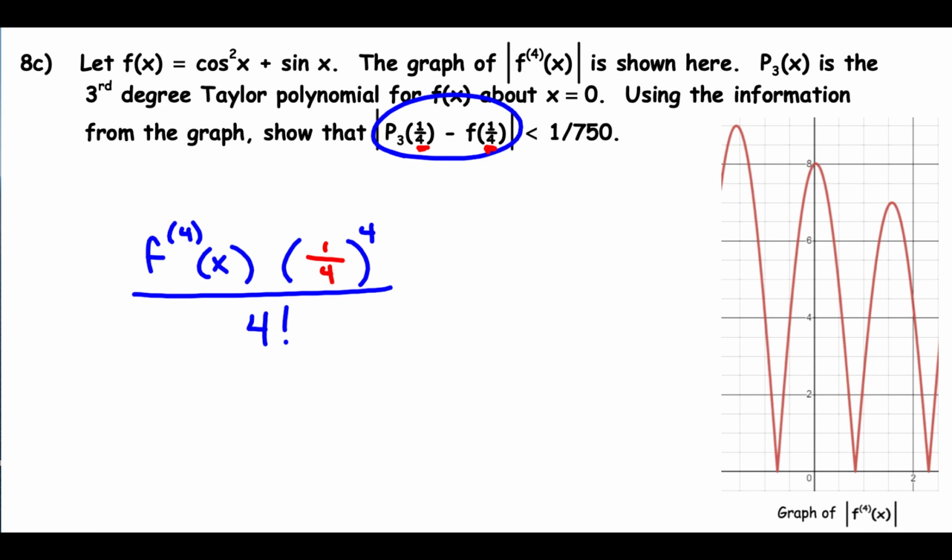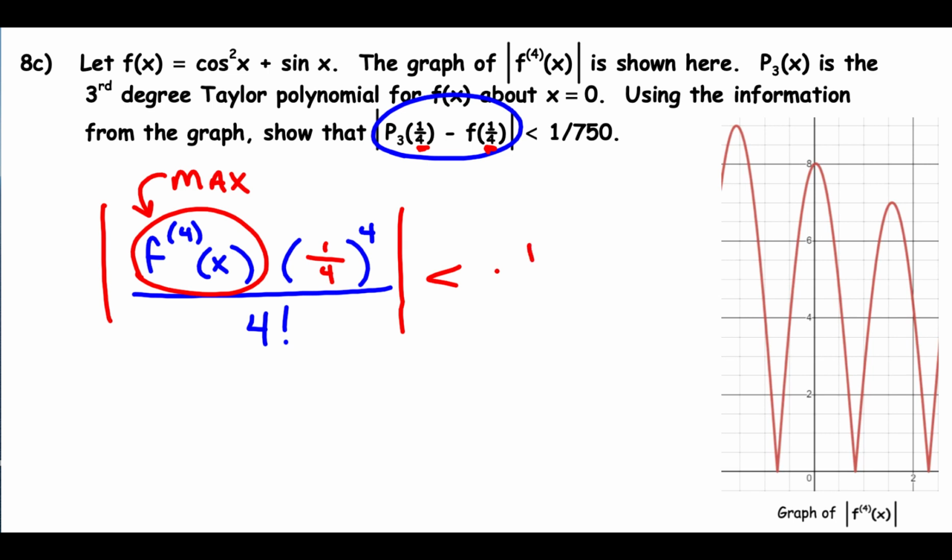But remember that we want to make this as large as possible. We want to maximize it, because if you maximize the error, then you're safe. We want to show that this entire thing here has to stay less than 1/750th.